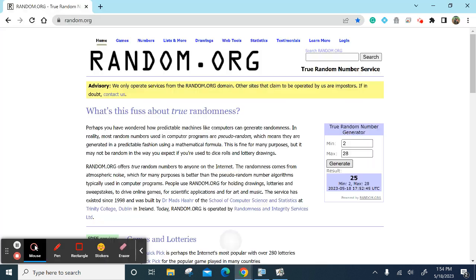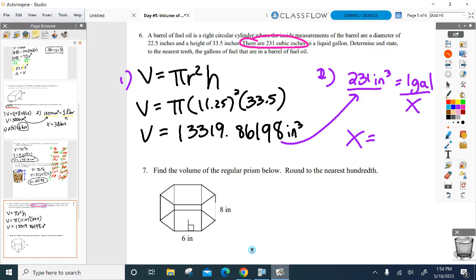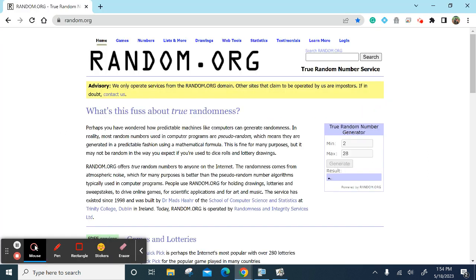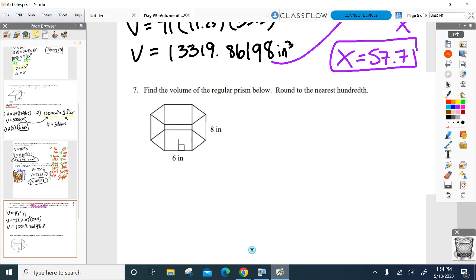How many gallons of oil in this big barrel? 57.7. All good? All right, number 7. What is this figure in number 7? What is this thing? 13, what is this?